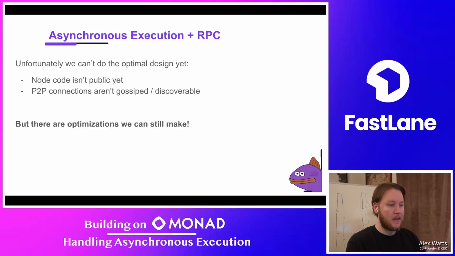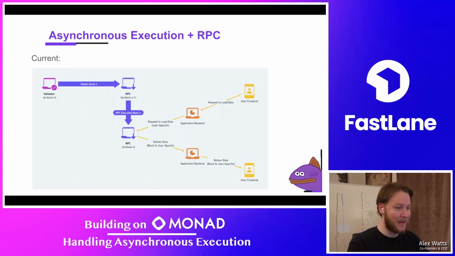Unfortunately, this is not yet live. It's because the node code is not yet public for any team. And more importantly, with the Monad network, P2P connections are not yet gossiped or otherwise discoverable. And so if you want to run a full node, everything has to be directly hard coded in. You have to be working with validators. And by the way, thank you to the validators who have actually added our full nodes downstream of their own validators. But there are still optimizations we can make.